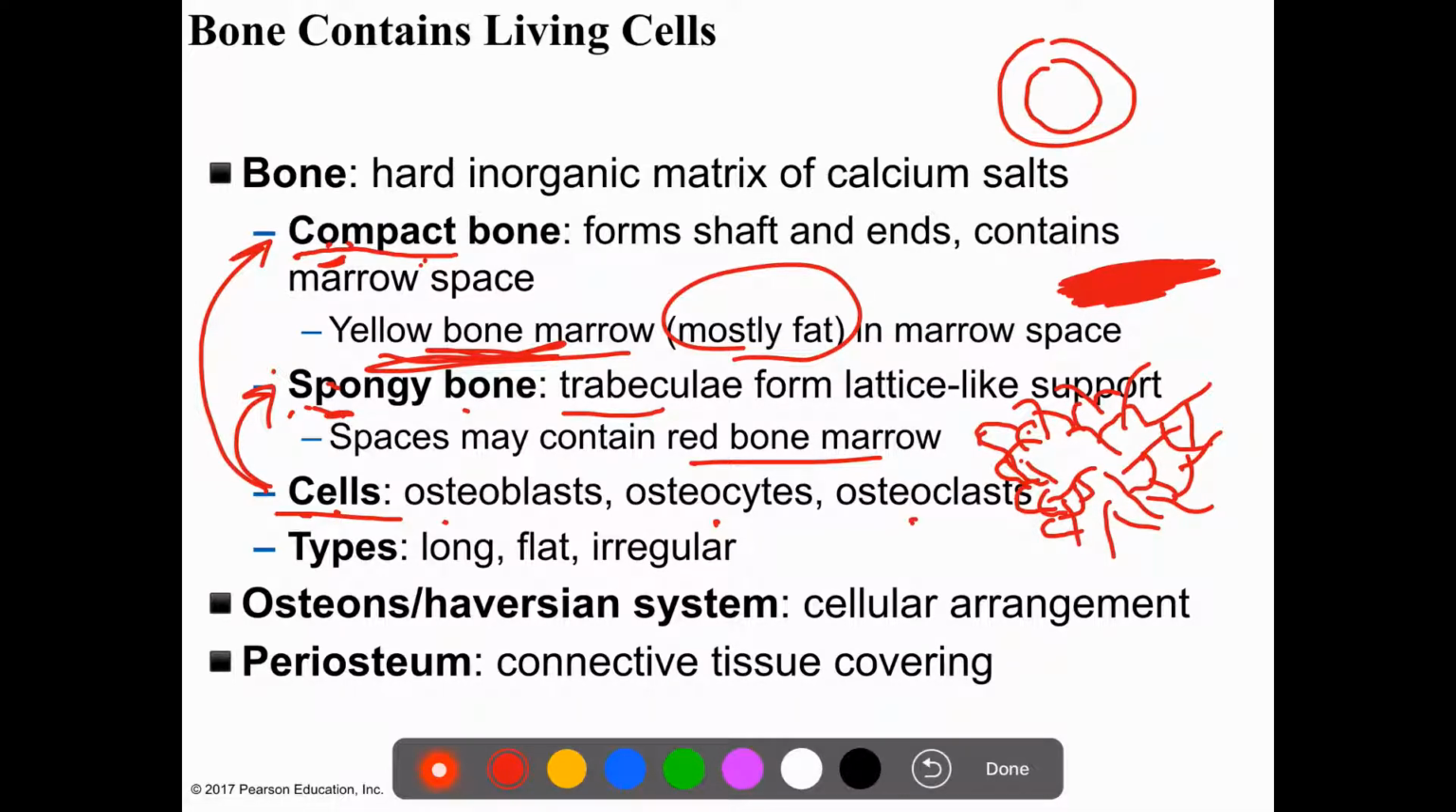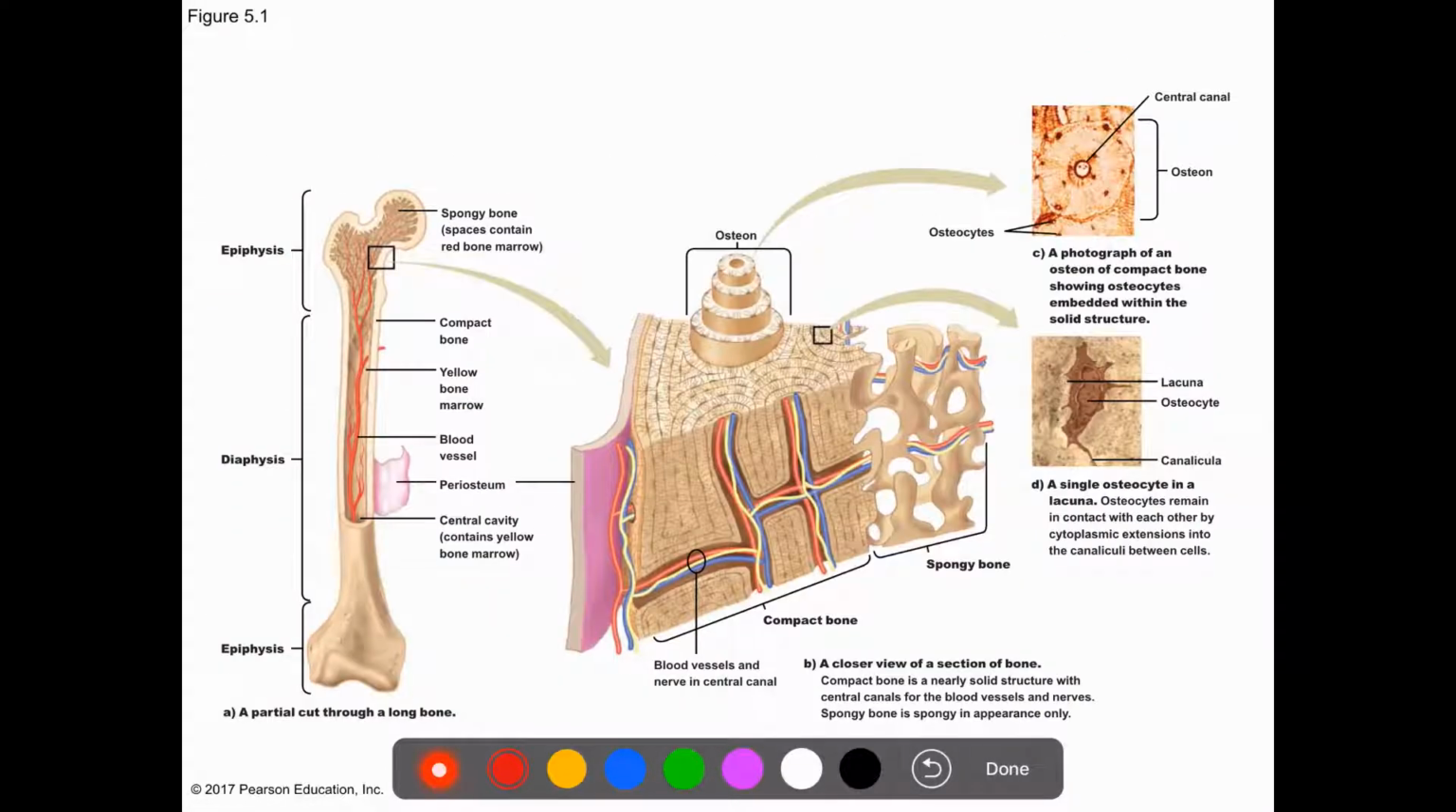Now, the main system for this arrangement is called the osteon or the Haversian system, which is a cellular arrangement. We will see it when we cover the image. And in general, the bones are protected by a membrane, a connective tissue covering called the periosteum. So, as you can see here, the outer surface of the bone is made out of compact bone, whereas the inner parts are spongy bone.